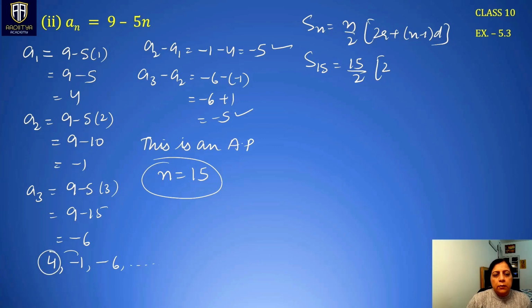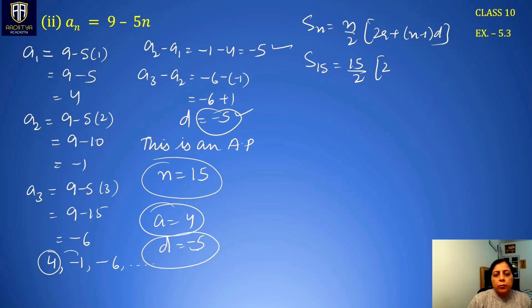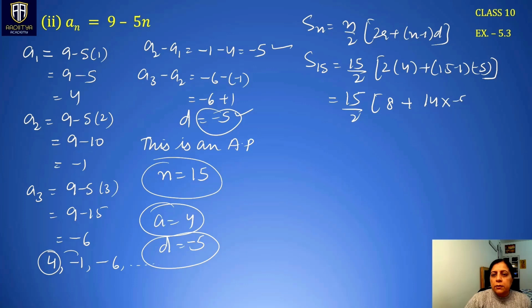You can see that a here is 4 and the common difference d here is minus 5. So a and d are represented by 4 and minus 5 respectively. So a is 4, n is 15, minus 1 times d, and d is minus 5. Now solve this further. 15 by 2, this is 8 plus 14 times minus 5.